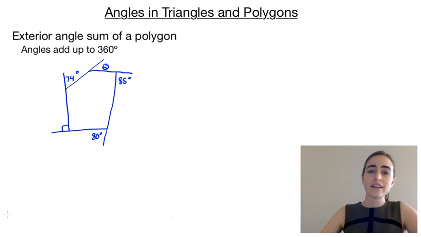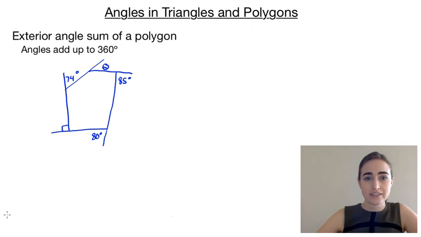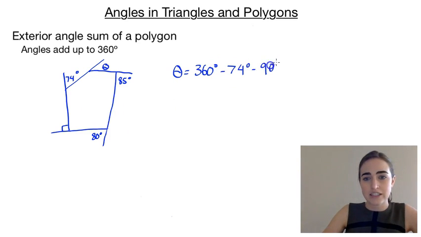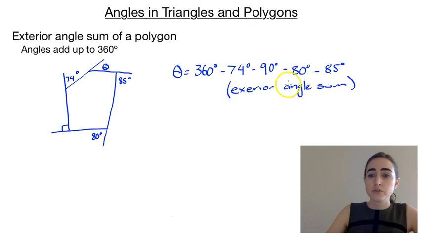The last thing we want to have a look at is the exterior angle sum of any polygon is going to be 360 degrees. So that means that all of these exterior angles in this polygon, for example, have to add up to 360 degrees. So if we want to find the size of that angle theta, we'd have to go 360 degrees and then subtract all of the angles that we know. So minus 74 degrees, minus 90 degrees, minus 80, and minus 85. And our reasoning there is exterior angle sum. So doing all of that, we'd end up with 31 degrees.